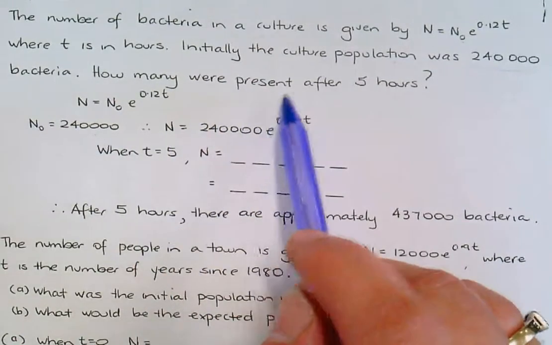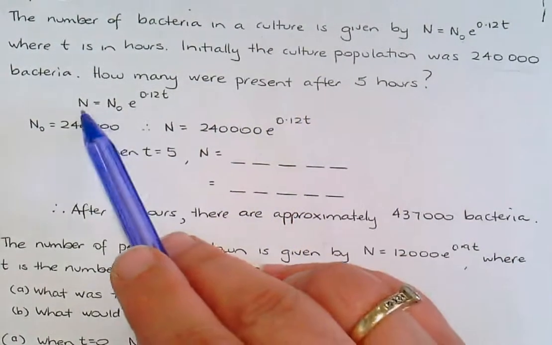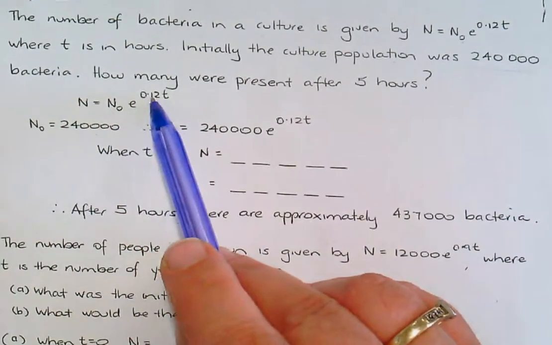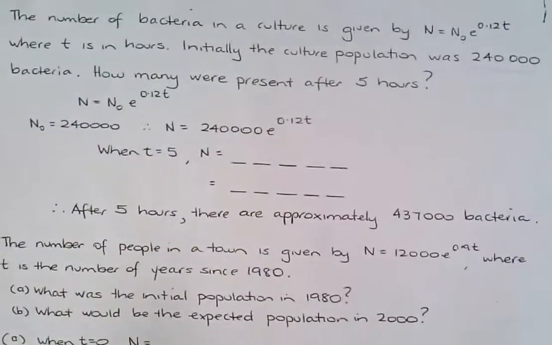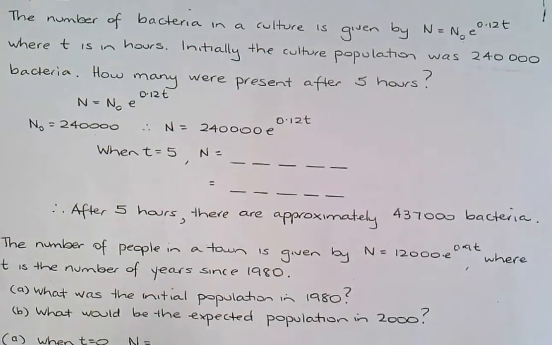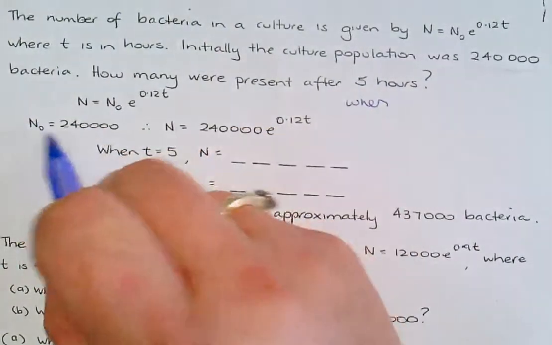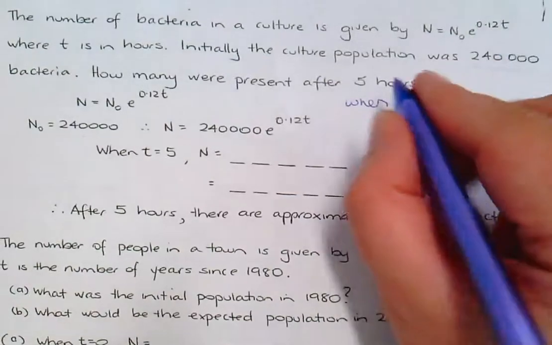It says how many bacteria were present after 5 hours. Now here's the formula, n equals n sub 0 e to the 0.12 t. They might say show that n sub 0 is 240,000. I'm just going to show you how you would show it.